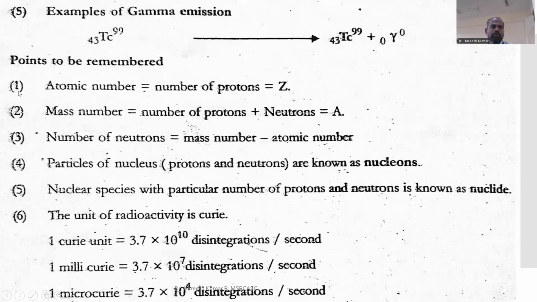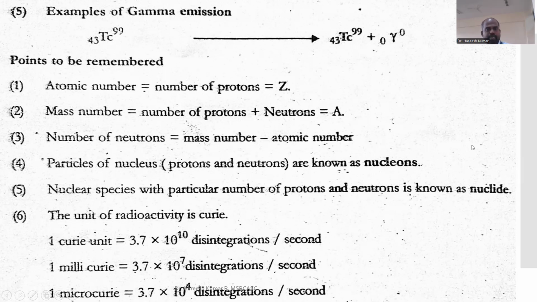Then let's go to the examples of gamma radiation. Gamma radiation means no change in the atomic number or the mass number. Points to be remembered: atomic number is the number of protons, equal to Z. The mass number A is equal to the number of protons plus neutrons. Number of neutrons is equal to mass number minus atomic number. Particles of the nucleus, that is protons and neutrons, are known as nucleons. A nuclear species with a particular number of protons and neutrons is known as a nuclide.